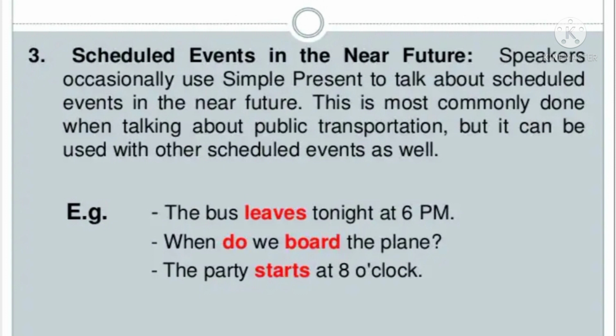When do we board the plane? The question is not when will we, it is when do we, because it is already a scheduled event. The party starts at 8 o'clock. Now the time is only 6 a.m. and it's already planned, so we use simple present tense. It is not the party will start, the party starts because it's already scheduled, it's already planned. In order to mention a planned event, we use simple present tense.